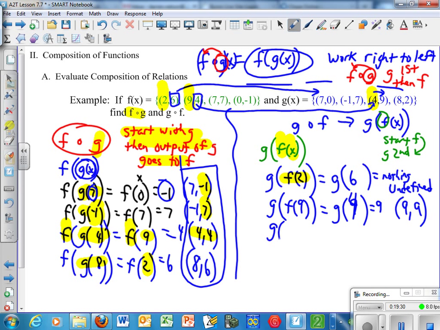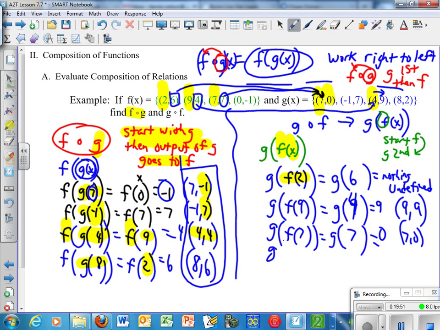Then I'm going to do g of f of, what's the next x value? 7. So that's g of f of 7. I come over here, I look for a 7. There's a 7 right here in the first spot. It outputs a 0. So 7 went in, outputted a 0.